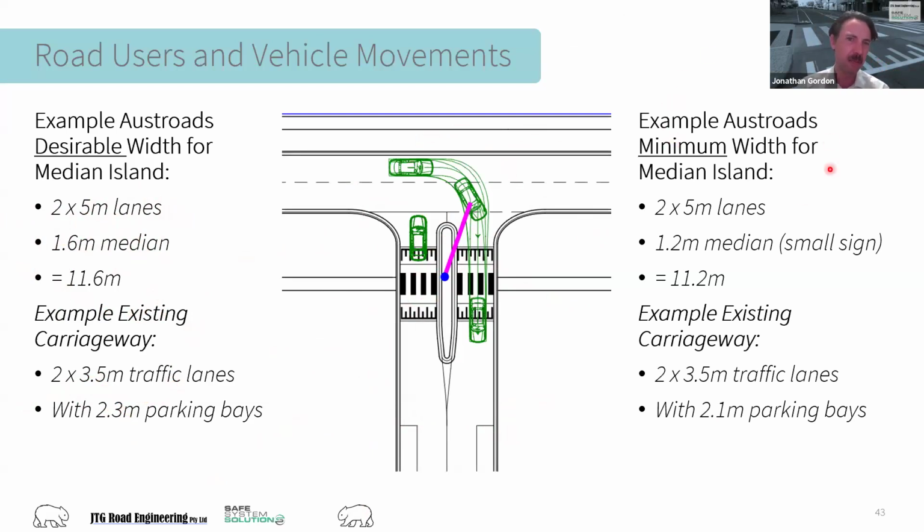Another example, say a minimum example, would be, again, our two 5-meter widths here. And then a much smaller 1.2 meter median that can squeeze a small sign on it. That's, again, a very common outcome. So very common width at 11.2 meters. That's two 3.5 meter traffic lanes and slightly reduced 2.1 meter parking bays. So these solutions can fit in common urban environments.